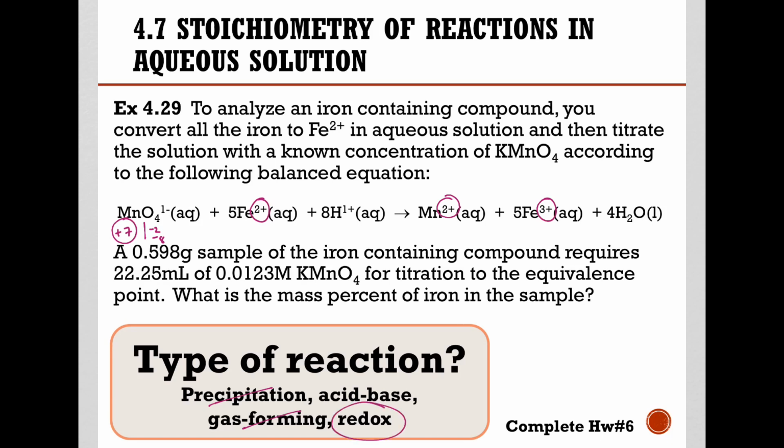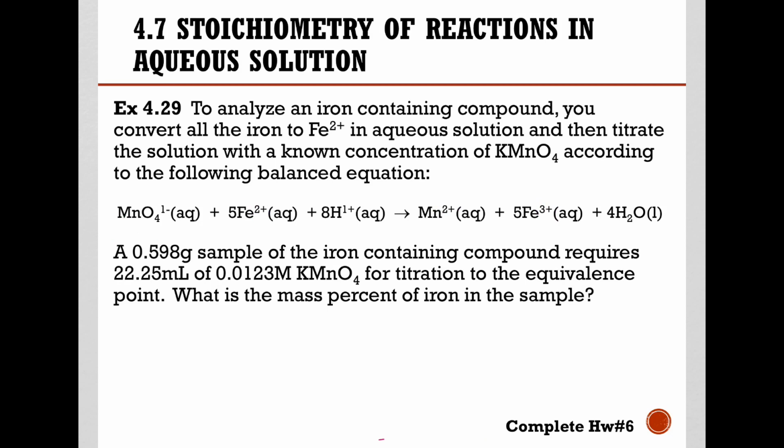But now let's actually get into the solving of our problem. So let me get this other stuff out of here and we'll get to our problem. Okay, so we already have our reaction here written. It says that we have a 0.598 gram sample of the iron-containing compound, which means that really our mass here is going to involve that. We also know that we had 22.25 milliliters of this potassium permanganate solution, which had this molarity.